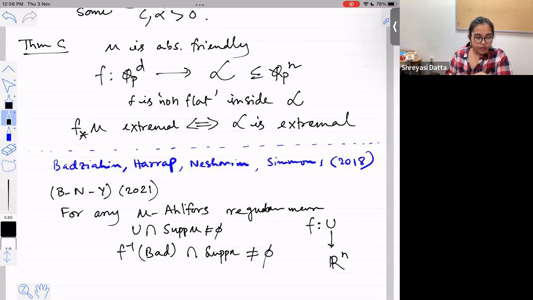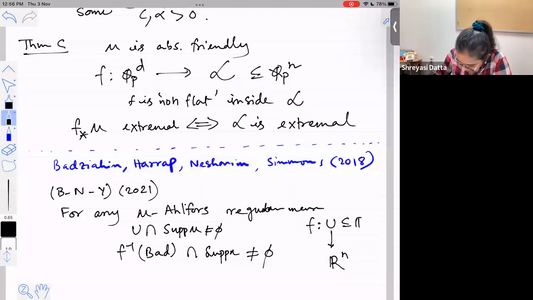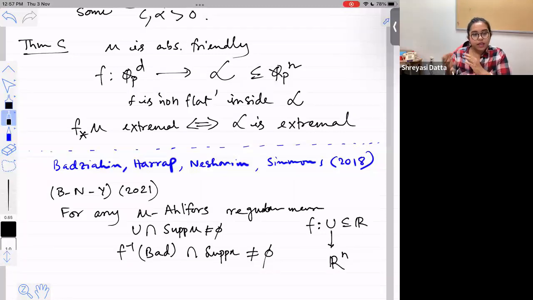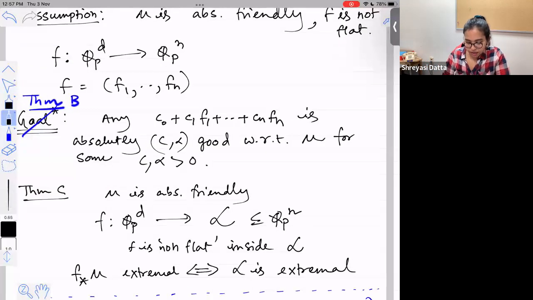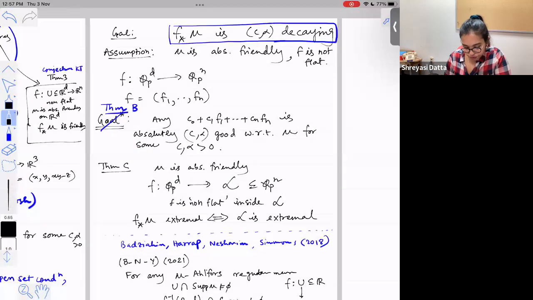So if you want to work in such a setting, they are using quantitative non-divergence, but with respect to absolutely friendly measures. What is U? U is an open subset of R. Okay, so it's about a curve. Yes. So they need to use quantitative non-divergence with respect to fractal or friendly measures. And for that, you need results saying that if you take linear combinations of the coordinate maps, they must be good with respect to the fractal measure. That is the reason why we started to work on this theorem B, and also we could prove this conjecture.